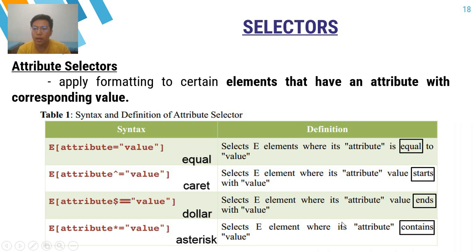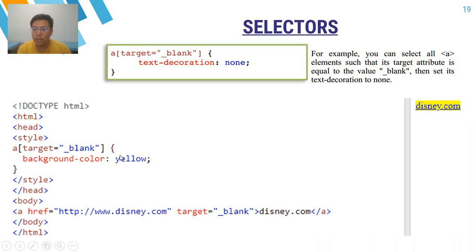So let's take a look at an example for each selector. As you can see here, we have an a href element which has a target, and the value inside the target is underscore blank. And we have here the link for disney.com. For the selector, since this is a link element, you can just place here a, which will be enclosed by the square brackets. We have here the name of the attribute equal to the value. So we have _blank.